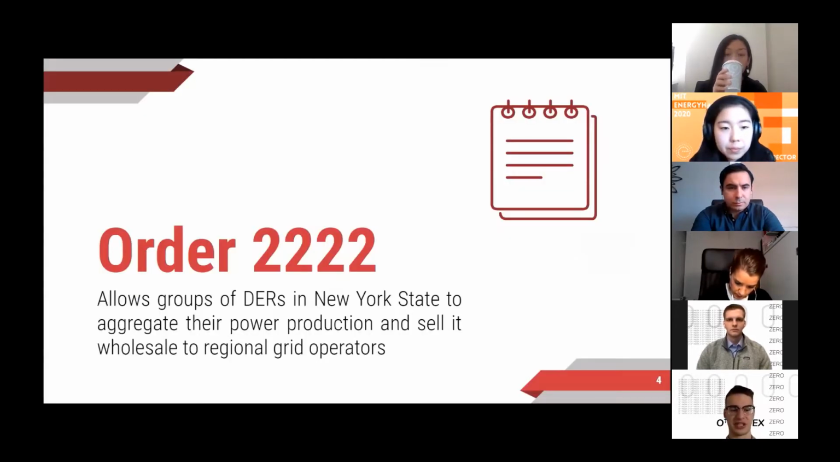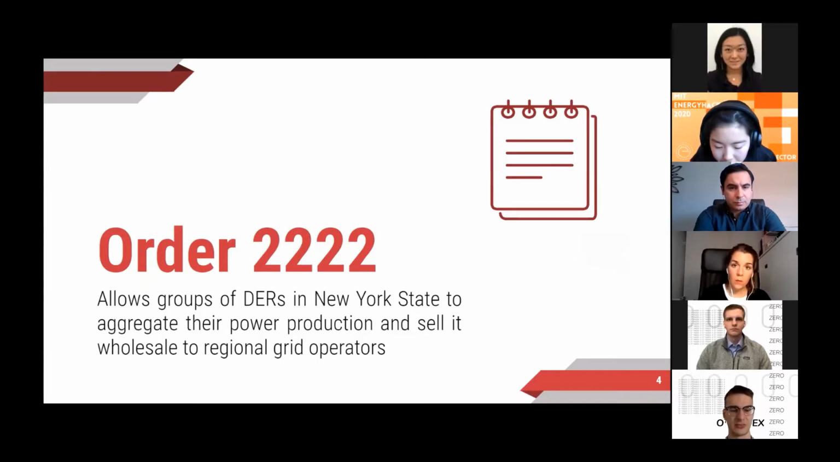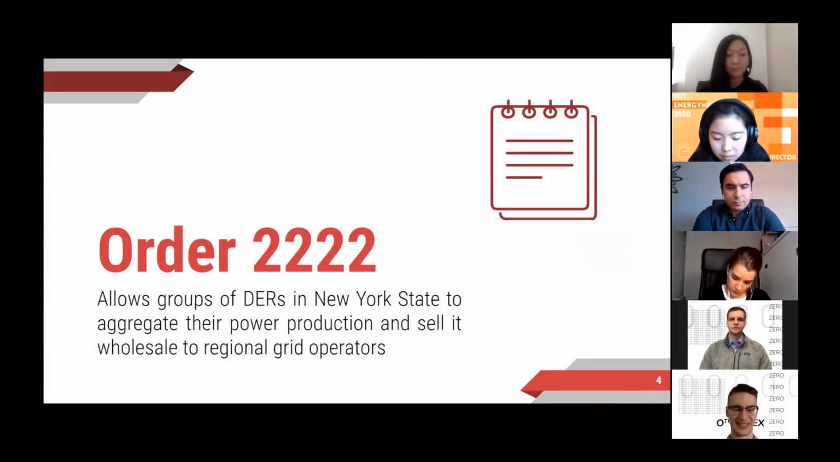And foundational to our challenge is a recent law from New York called Order 2222. Essentially, it allows groups of DER owners in New York to pool their resources and sell power in a wholesale market, which is pretty huge. However, currently there are no tools in place to assist in resource aggregation or management.